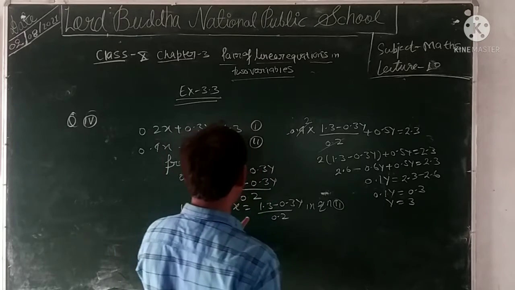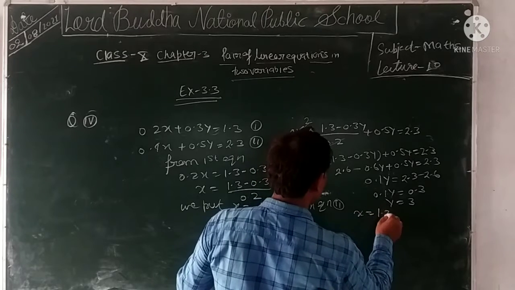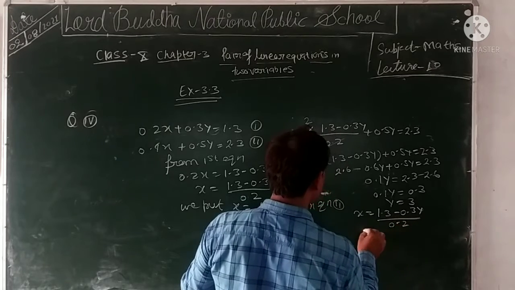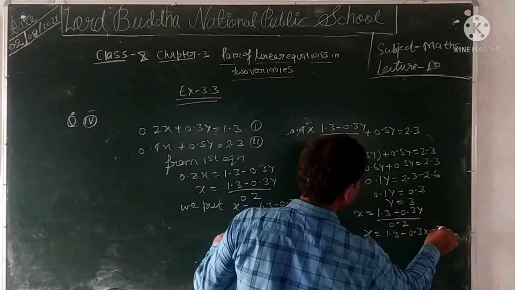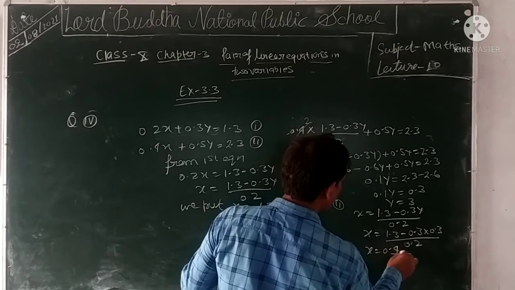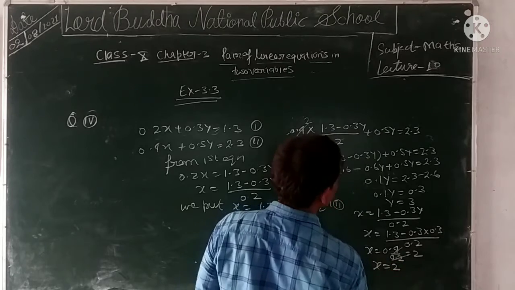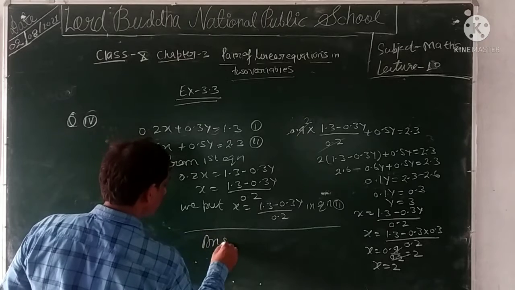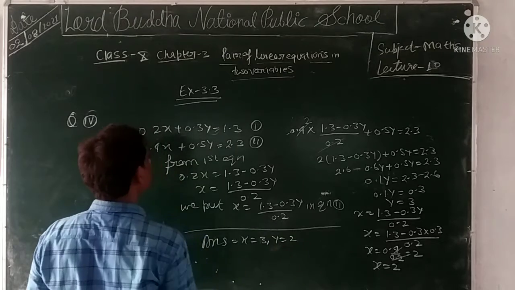Now we put the value of y in this relation. So x equal to (1.3 minus 0.3y) upon 0.2. Here we put x equal to (1.3 minus 0.3 into 3) upon 0.2. x equal to 0.4 upon 0.2, which is 2. Means value of x equal to 2. Okay? Our answer is x equal to 2 and y equal to 3.